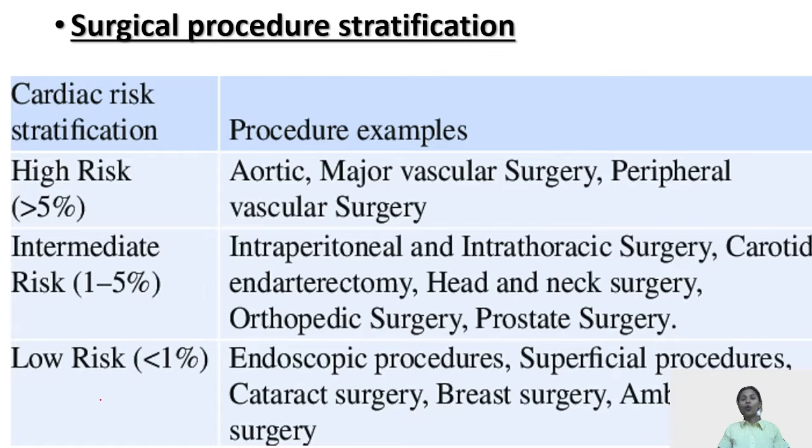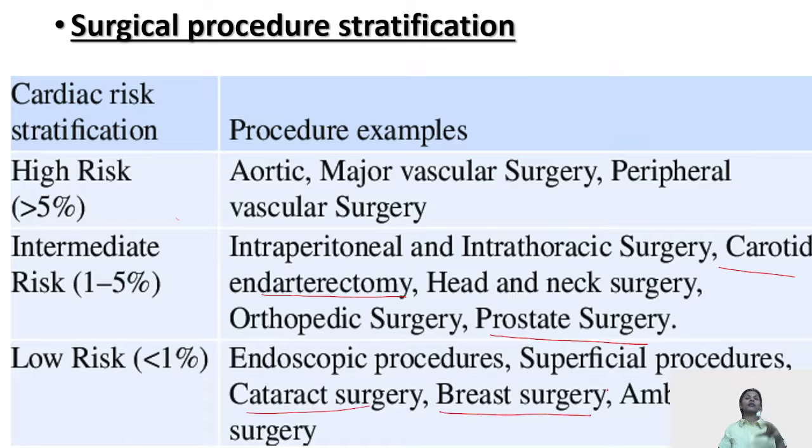Moving forward, there is one more risk stratification which is frequently asked, which is based upon the surgery that the patient is going to undergo. That is high risk, intermediate risk, and low risk. That is the risk of cardiac events. In high risk surgery, we have major vascular surgeries. In intermediate, the most commonly asked are the carotid endarterectomies and the prostate surgeries. Whereas in low risk surgeries, we have cataract surgeries and the breast surgeries.